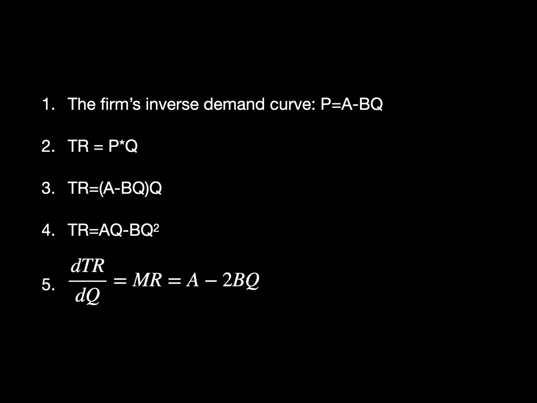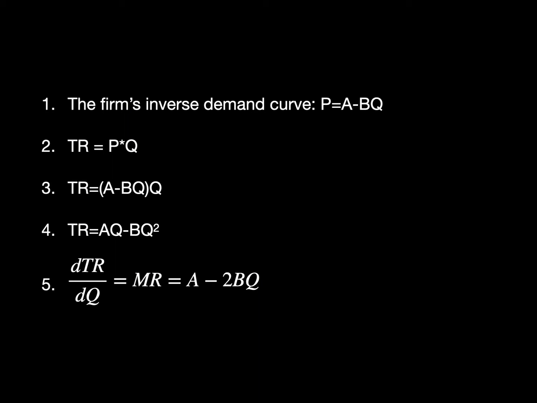Multiplying through by Q gives us equation 4. This shows how total revenue changes by quantity. If you graph it as a function of Q, it is a hill. Now here is the cool part. Marginal revenue is the change in total revenue divided by the change in Q. In other words, marginal revenue is the slope or the derivative of total revenue with respect to Q.